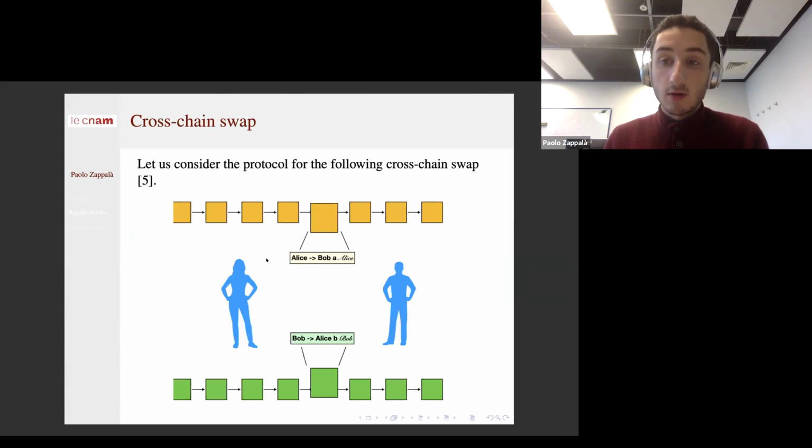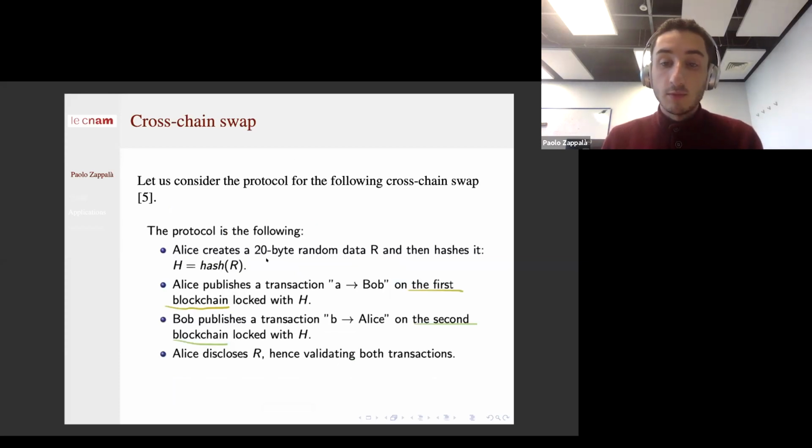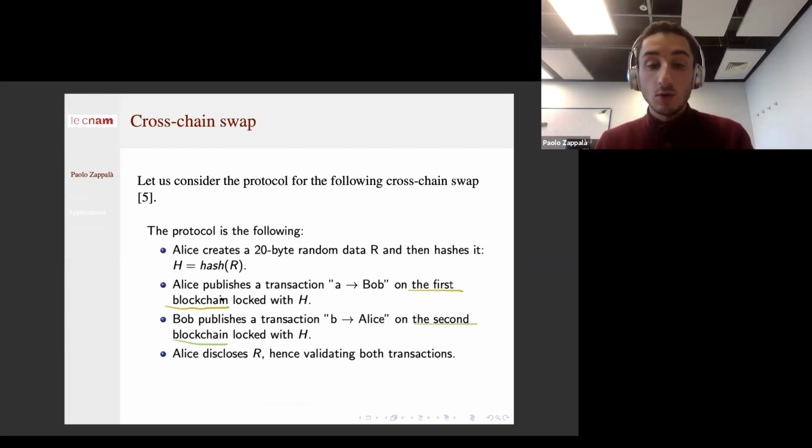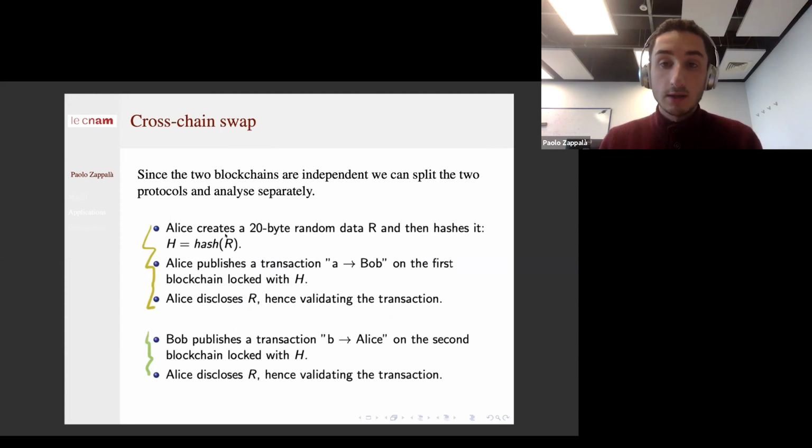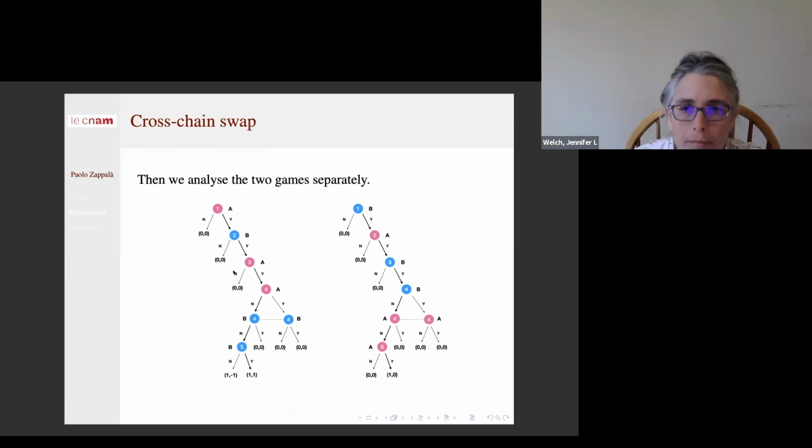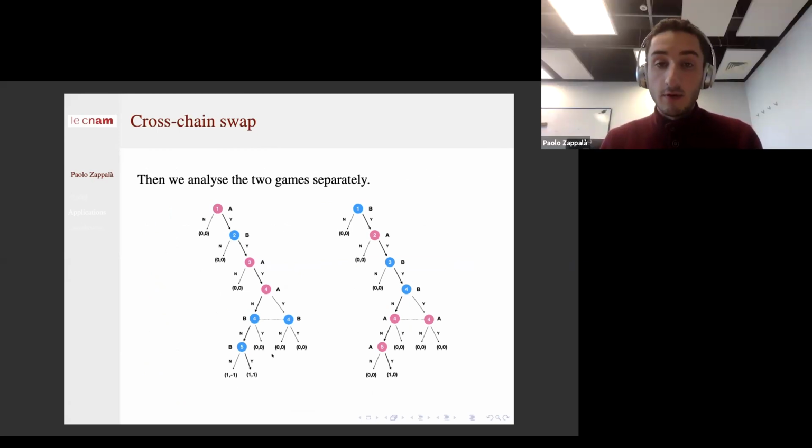For instance, we have the cross-chain swap, which allows exchanging two assets belonging to different blockchains. This is a simplified version of the protocol. We can distinguish the steps performed on the first blockchain from those performed on the second, give them different colors, and separate the two parts according to the blockchain on which they are applied. Since the two blockchains are independent, we analyze them with two different games. This is the game tree. We provide the properties, and then thanks to the operator of composition of games, we prove that the whole protocol is robust enough.